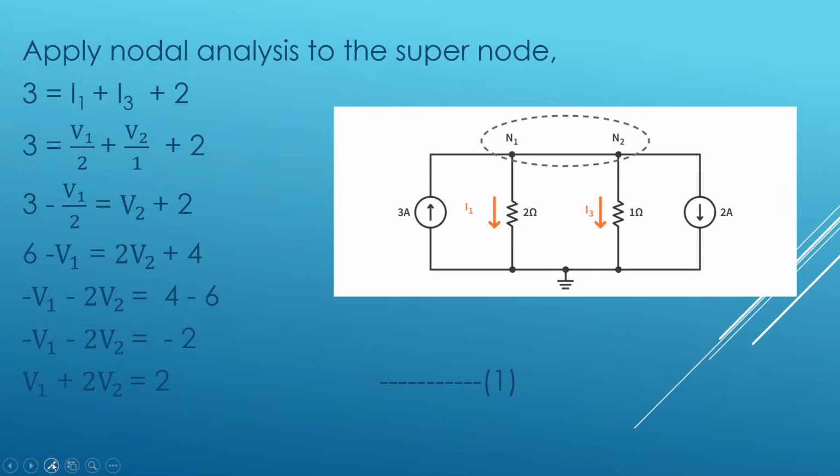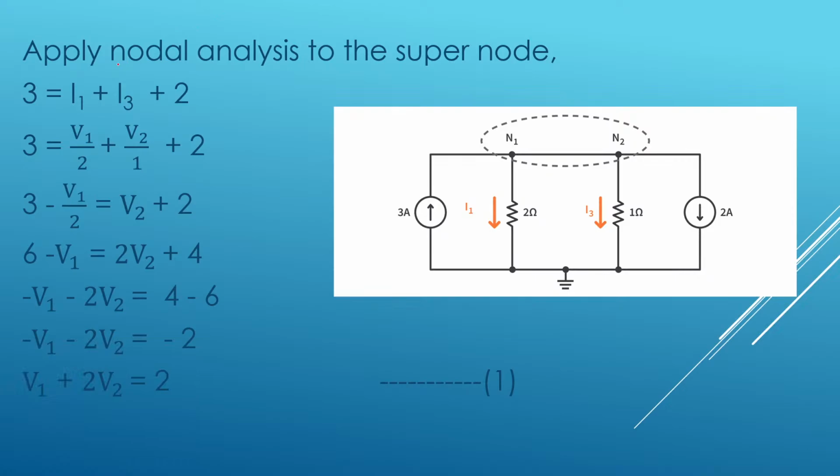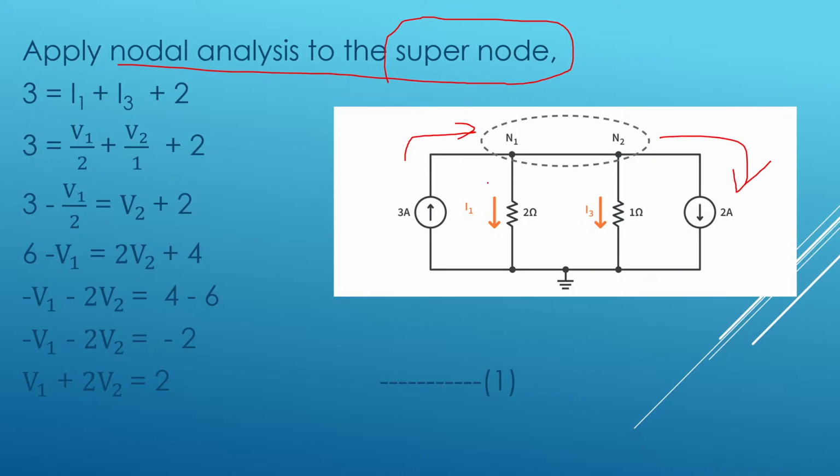Now let us apply nodal analysis at the super node. See here, there is a current source of 3 amperes coming towards this node. From this node, 2 amperes current is leaving. What about I1 current and I3 current? They are also leaving the node.